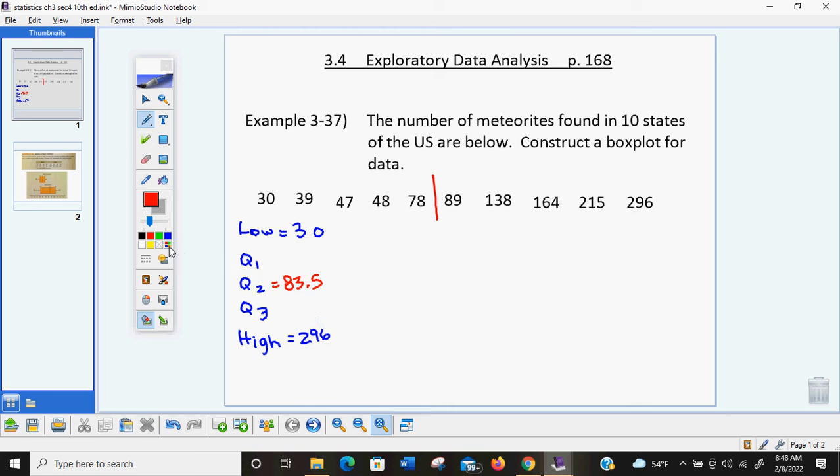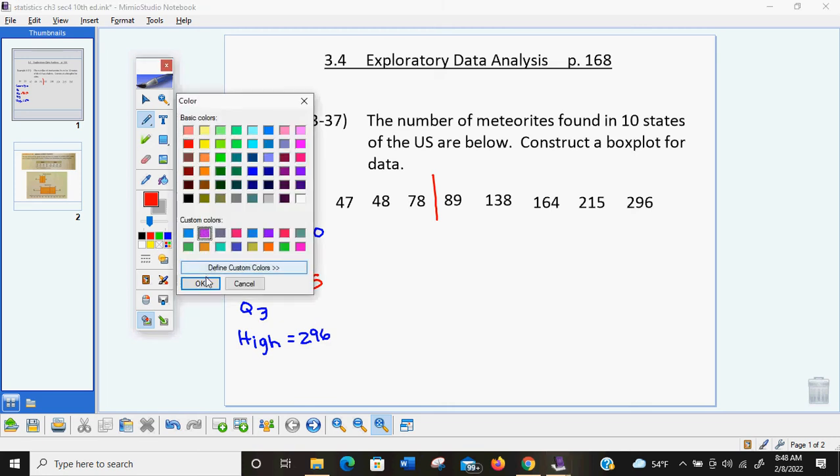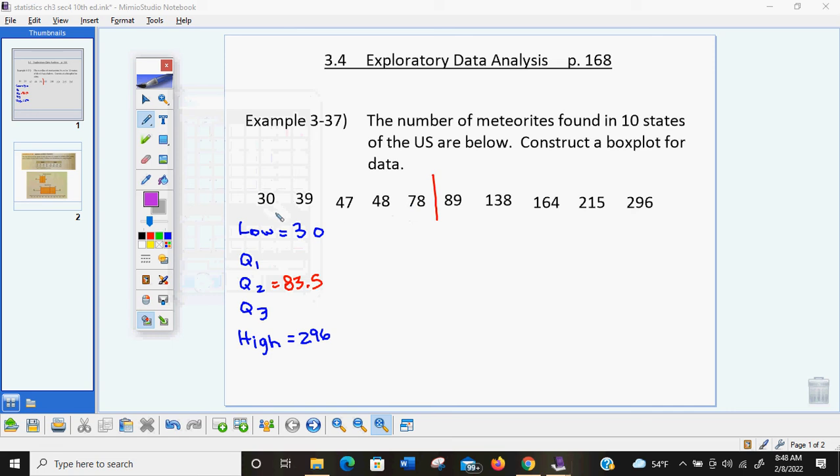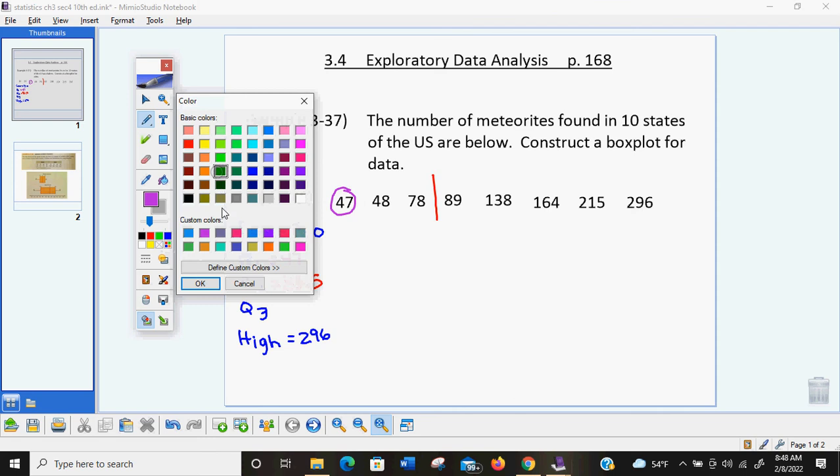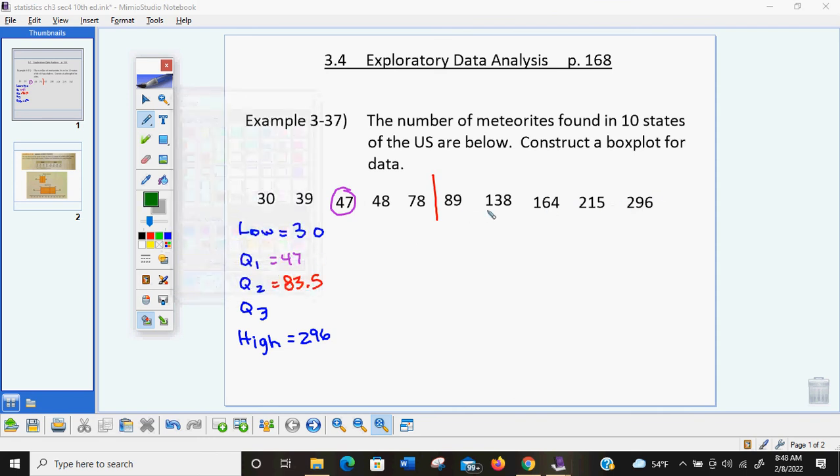Now we're going to look at the first half of the data. The median of the first half gives us our Q1. There's 5 numbers, so it makes it easy. 47 is in the middle. Q1 is 47. The median of the second half is our Q3. There's 5 numbers, so this is easy. Q3 is equal to 164. Any questions on the 5-number summary?